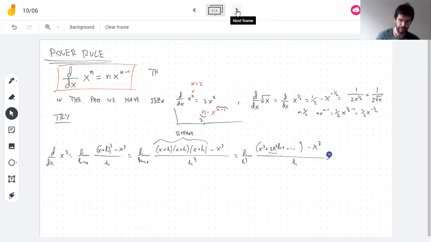I'm not doing it. I'm just telling you, if you want to try it by yourself, or maybe if I give it to you as homework, this is how it would go. If you're very adventurous, try doing x plus h to the fifth, or also try looking in the book, there's two proofs in the book.